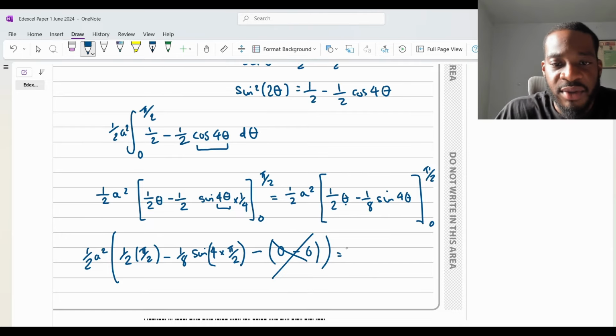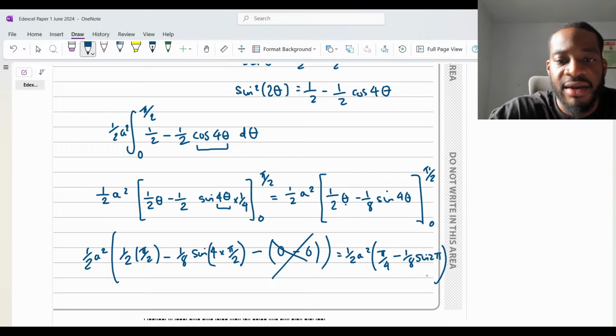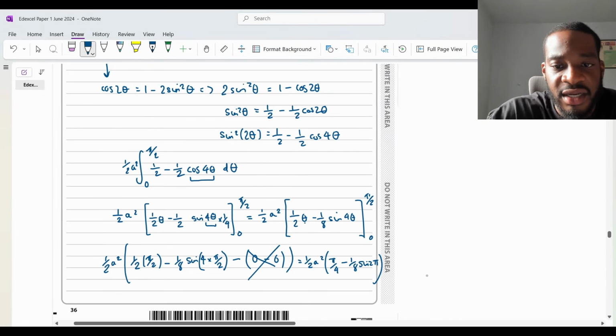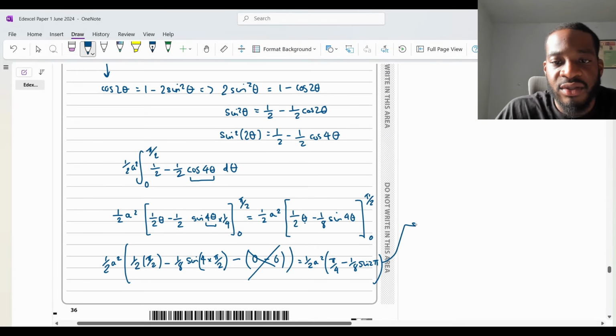So that's going to be a half a squared, and then what's that? That's going to be pi over 4. That's going to be minus an eighth sine 4 pi divided by 2 is 2 pi. That's going to be 2 pi, like that. Let me just zoom out a bit so it's a bit clearer. And then I'll do it here. That's a half a squared, like that.